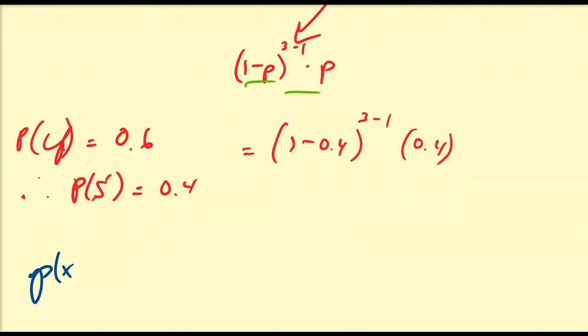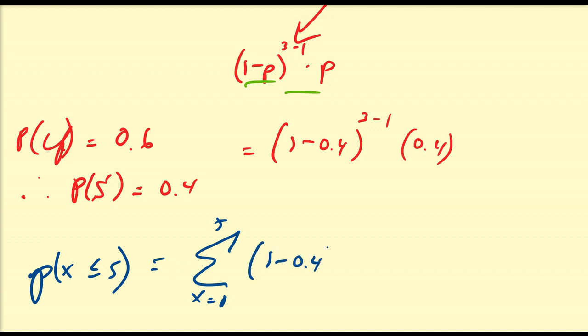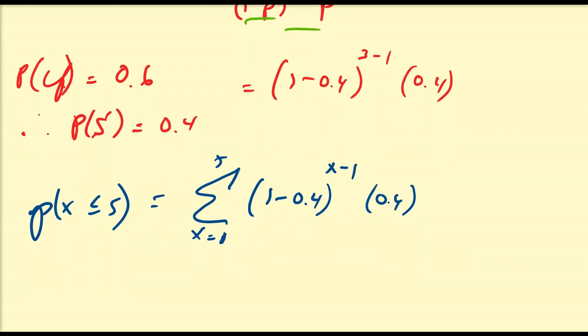So the probability that x is going to be less than or equal to 5, as we know, is going to be the sum from x is equal to 1 to 5 of 1 minus 0.4 to the x minus 1 times 0.4, as x ranges from 1 to 5. So once we do that process out, we should get approximately 0.9222, or about 92% chance of this occurring.